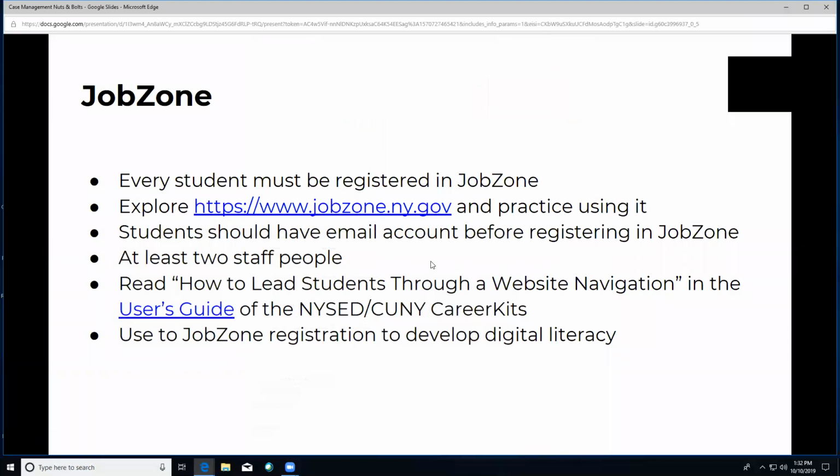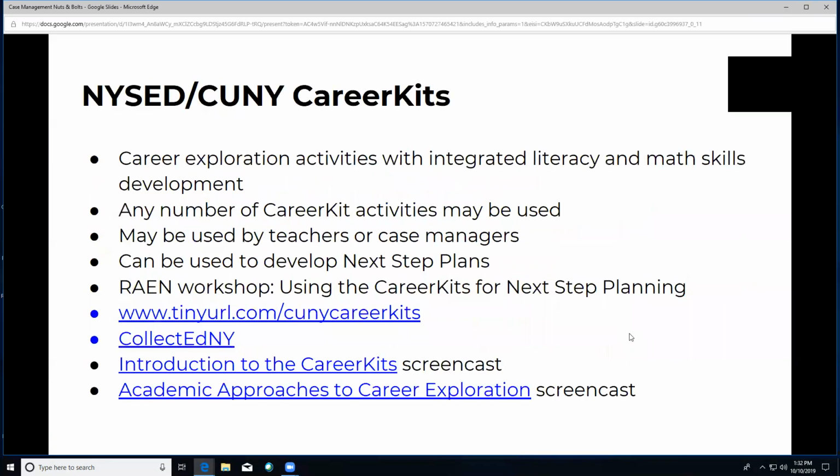We're going to go back here. And the other point is that you can use JobZone to develop digital literacy. So they're going to be practicing, like I was just saying in the open-ended questions, how do you navigate, how do you find what you're looking for. Okay, so that was JobZone.